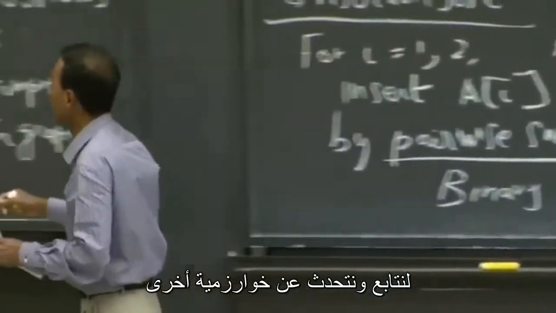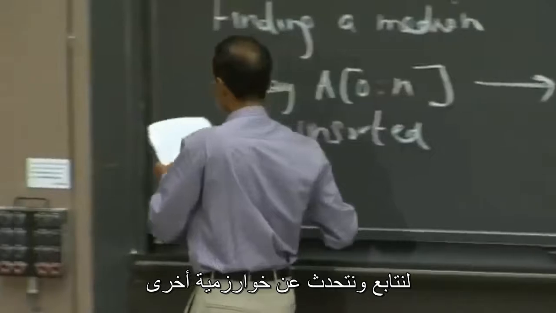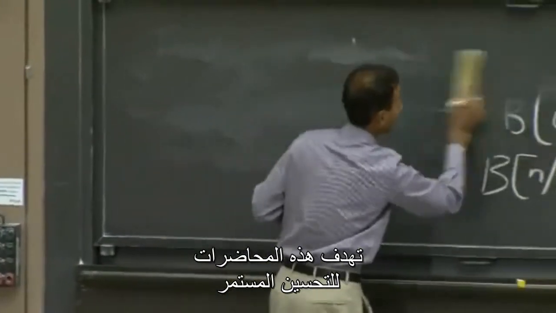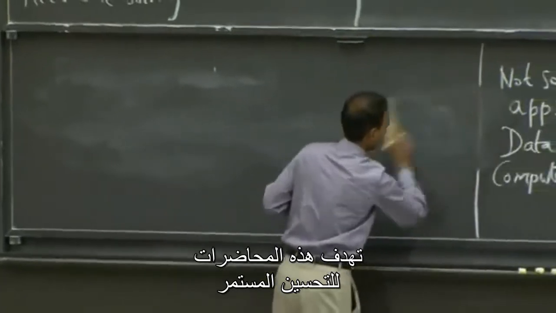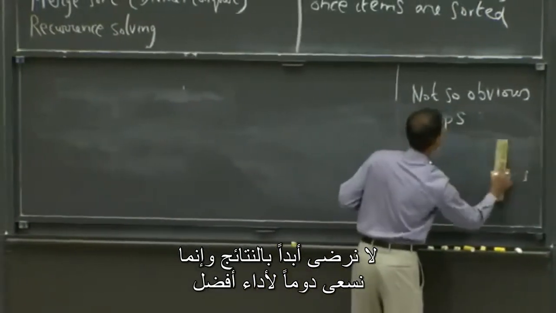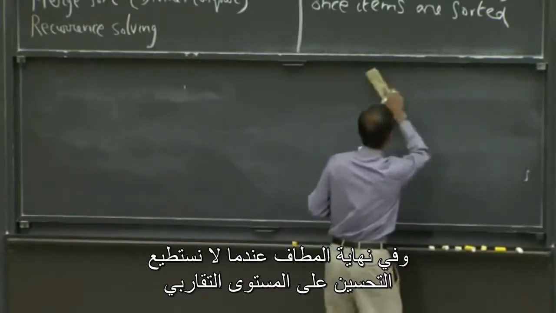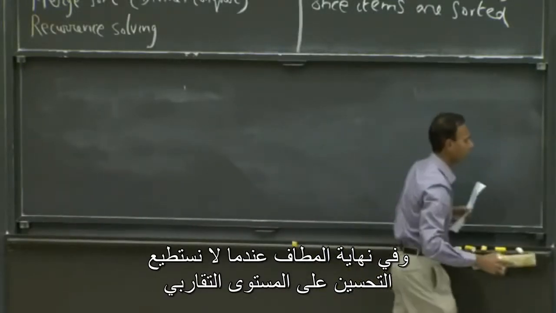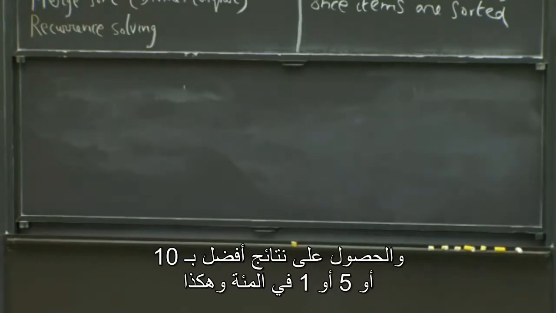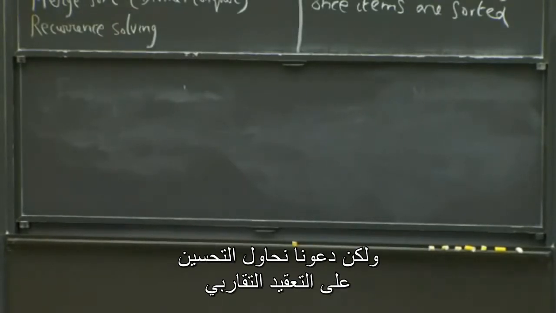So let's move on and talk about a different algorithm. What we'd like to do now, this class is about constant improvement, right? We're never happy. We always want to do a little bit better, right? And eventually, once we run out of room from an asymptotic standpoint, you take these other classes where you try and improve constant factors and get 10% and 5% and 1% and so on and so forth.